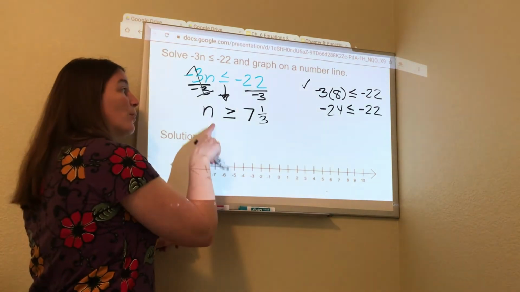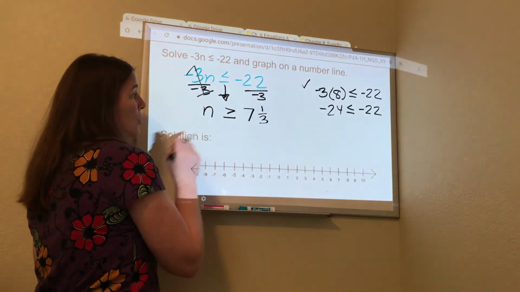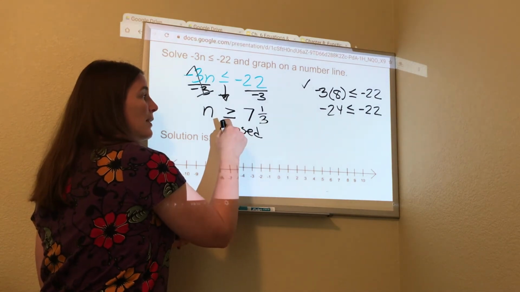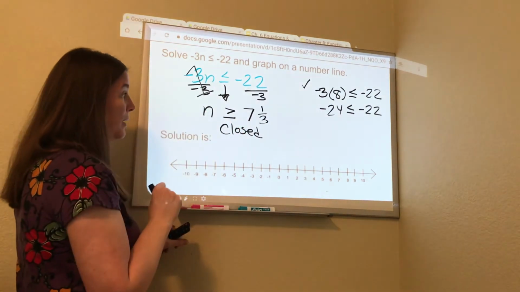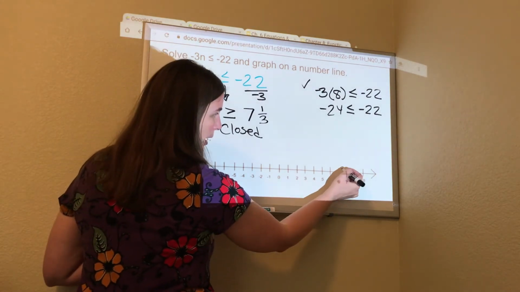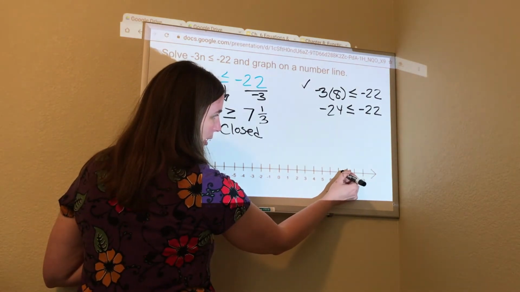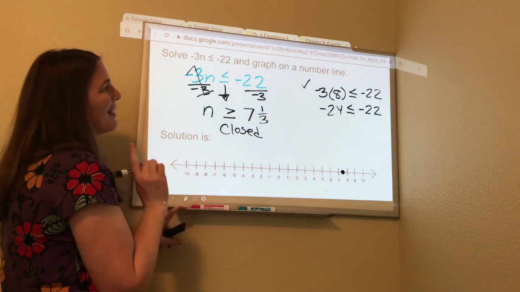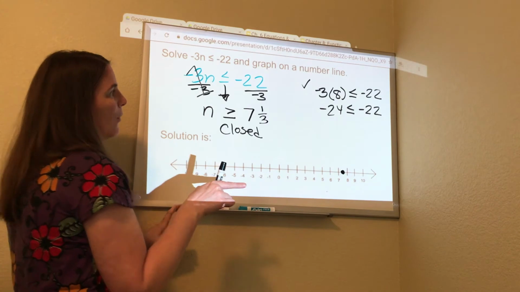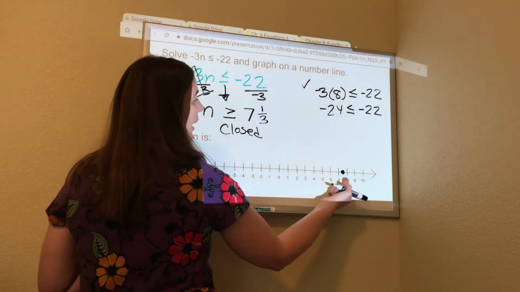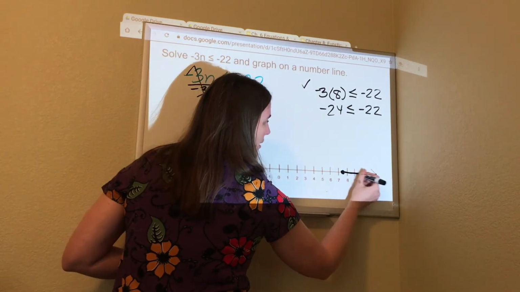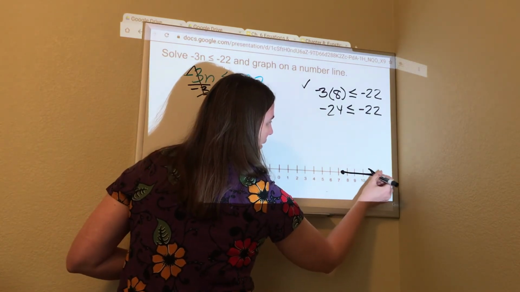Now I have to graph this. This is a closed circle, because of this line here, it means equal to, so it includes it. So I need 7 1/3. Here's 7. I'm going to say 1/3 is about right there, so I color it in. It says n is greater than or equal to 7 1/3. So it includes 8, which we said, and it includes everything to the right.